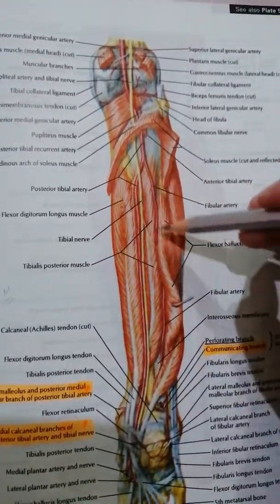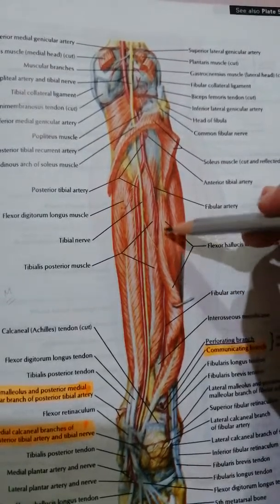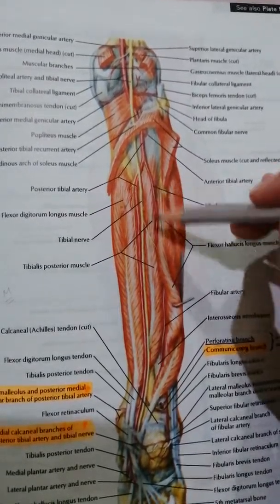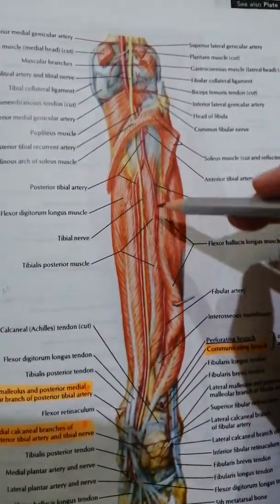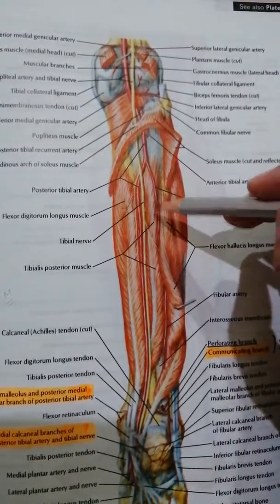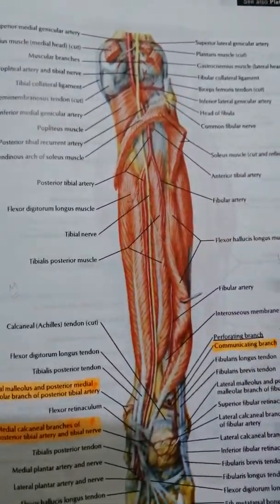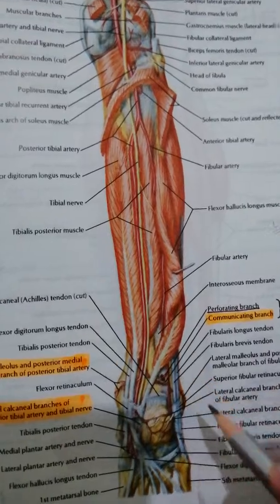Now the relations aren't that important for this artery, but you should know that it is accompanied by the nerve to the flexor hallucis longus, below which it travels. Now the branches are of some importance, but before that we'll talk a bit about the relations.